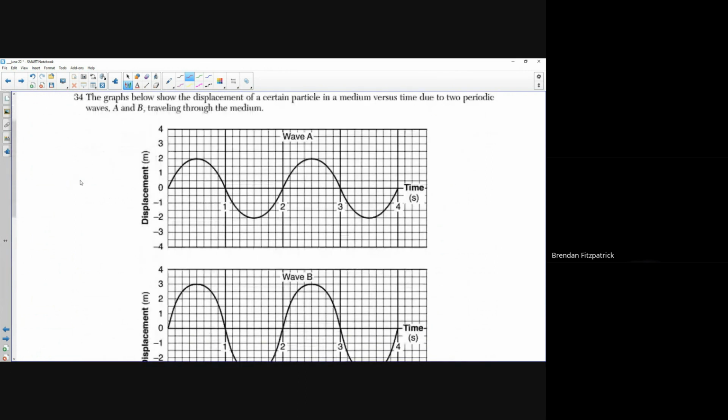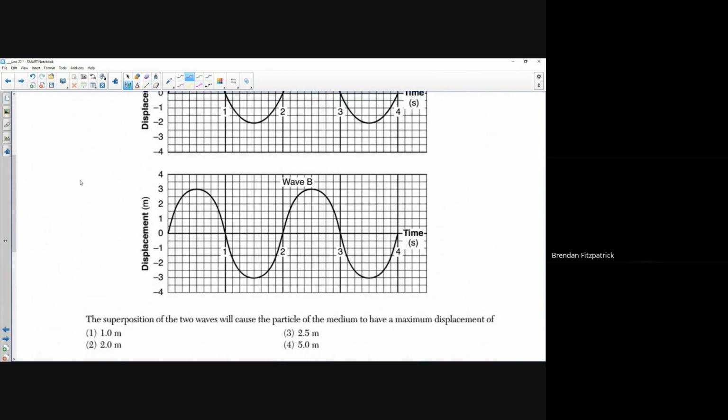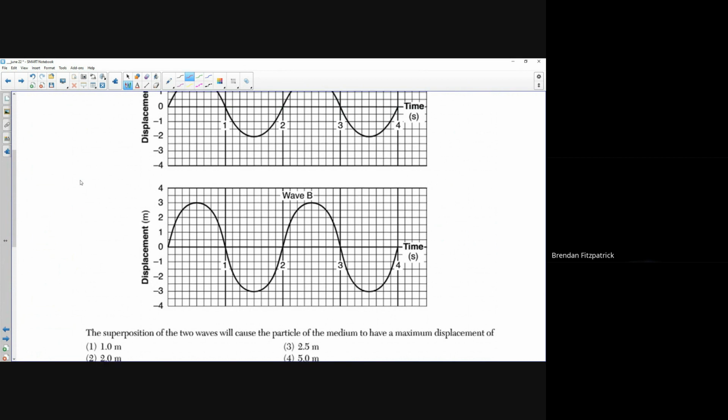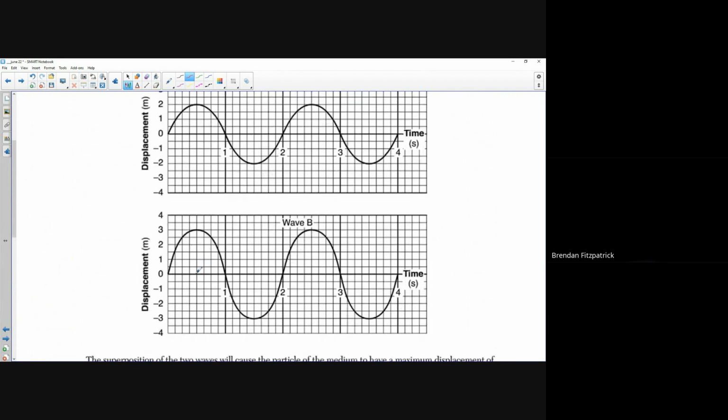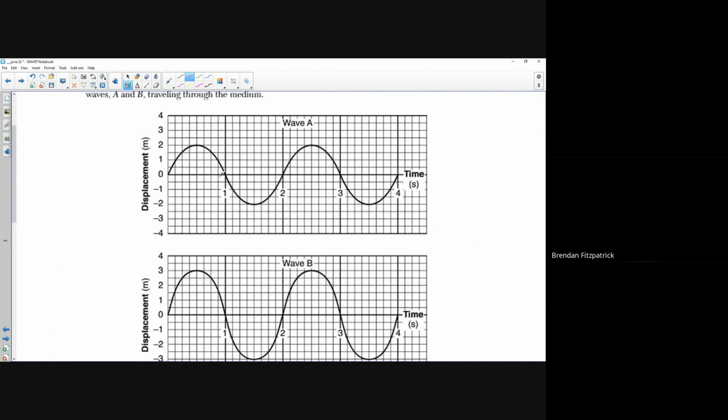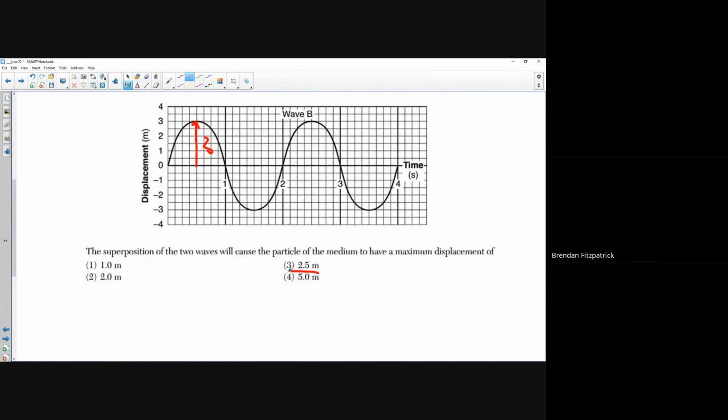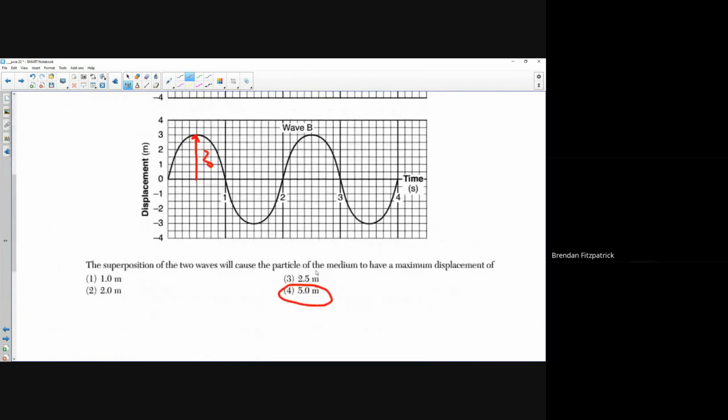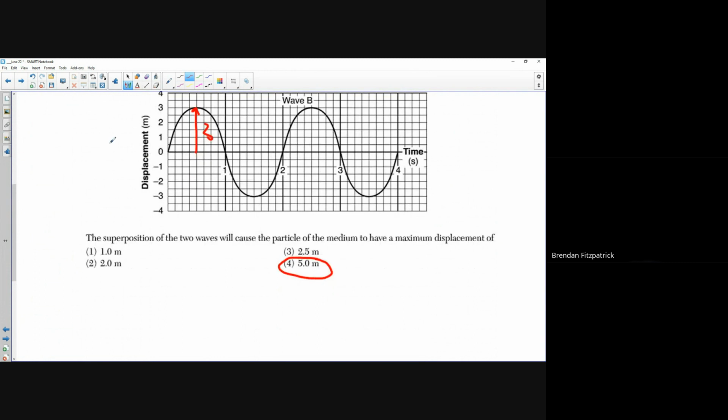Oh, superposition. The superposition of the waves will cause the particle in the medium to have a maximum displacement of what? Okay, so these waves are in phase, right? Notice how the peaks are lining up with peaks and troughs line up with troughs. So you just add their amplitudes together because constructive interference is happening here. So 3 meters tall and 2 meters tall, 2 and 3, add up to 5. Just add the amplitudes together. So that was number 34 is choice 4.